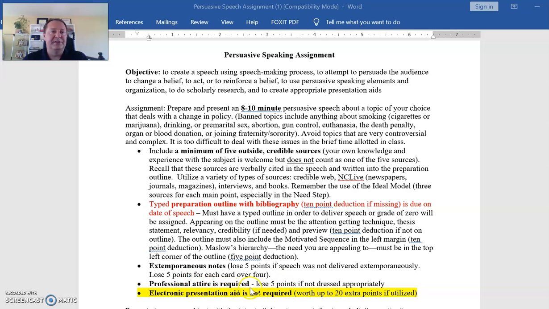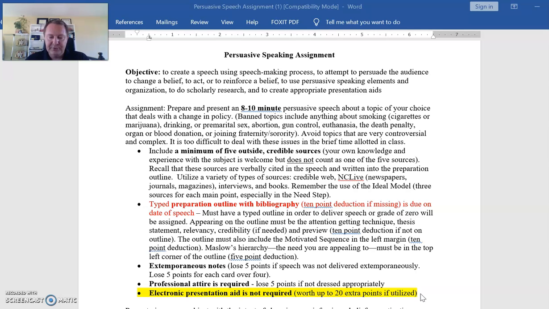Do put on professional attire. Put on a shirt, a nice shirt, and we'll take off 5 points if not dressed appropriately. If you're standing, have nice pants on or nice clothes on. As we talked about, an electronic presentation aid is not required. This would usually be required, but because of the circumstances, I'm not going to require it. If you do use an electronic presentation aid, you can get up to 20 extra points added on to your grade. We'll talk a little bit more about these things in just a moment, okay?